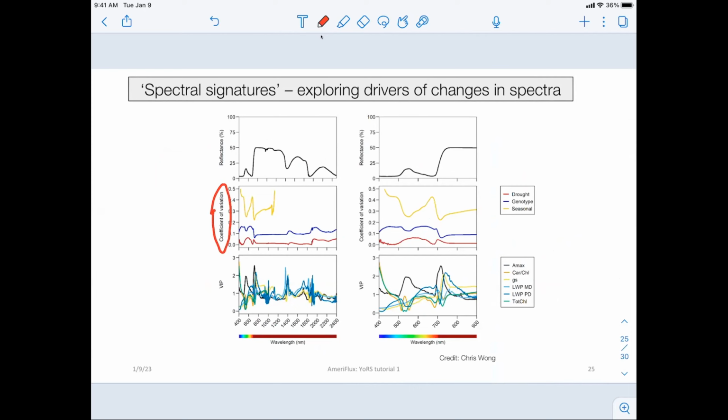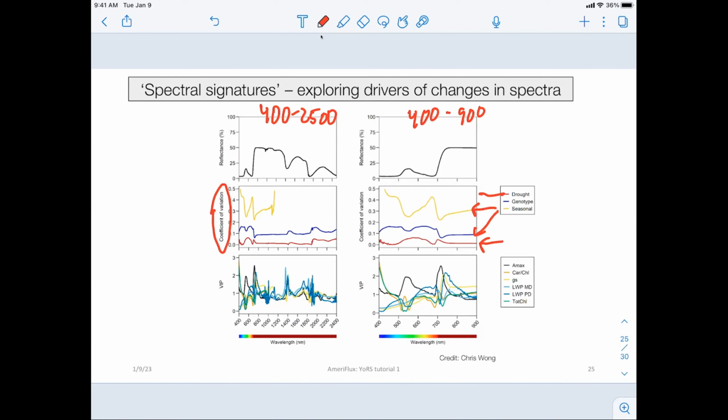So I won't get into this in detail, but we can begin to look at where spectrally things might vary, from, on this side, 400 to 2,500 nanometers, and on this side, 400 to 900, due to either, say, drought, or in this case, genotype, or in this case, over the course of an entire season.